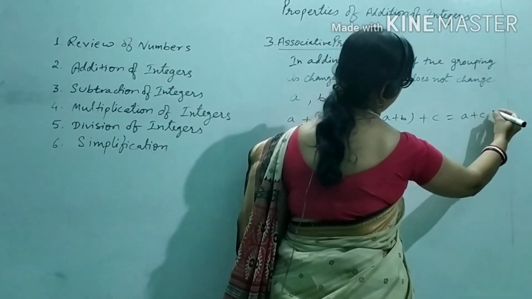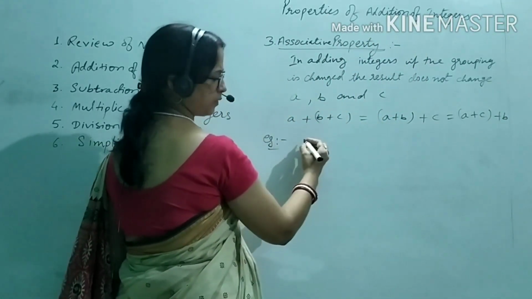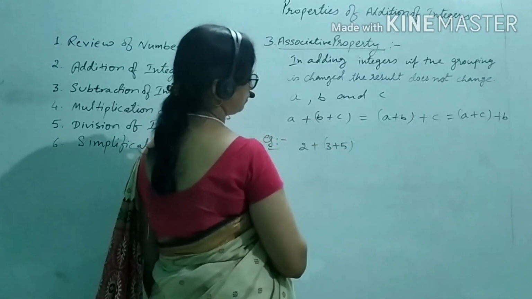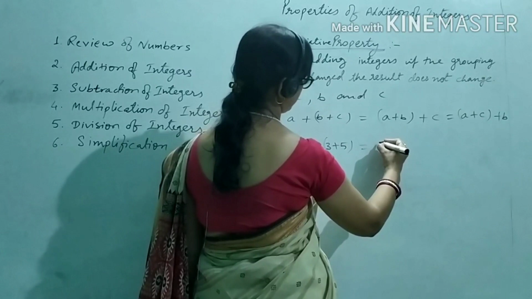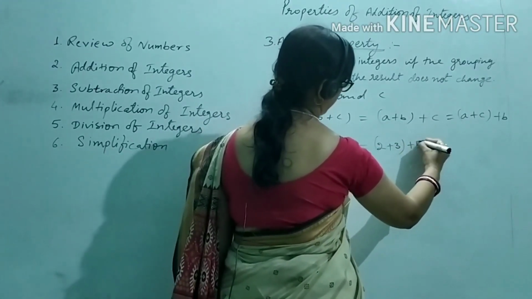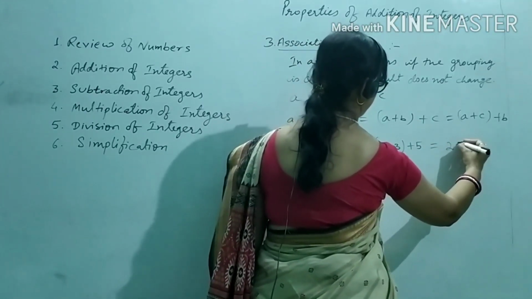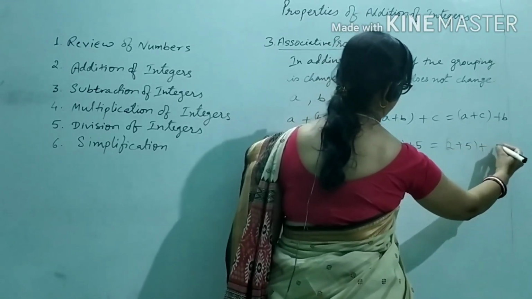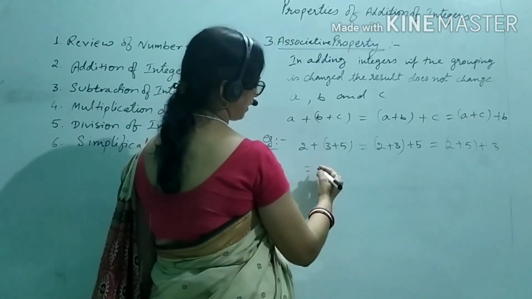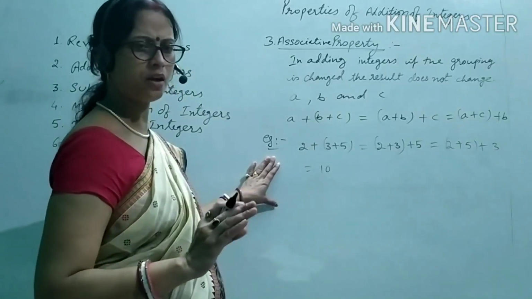Suppose a plus c plus b. Example, you see, 2 plus 3 plus 5 is equal to 2 plus 3 plus 5 is equal to 2 plus 5 plus 3. What would be the result, children? Now you can see 8 plus 2, that is 10. So here order does not matter.